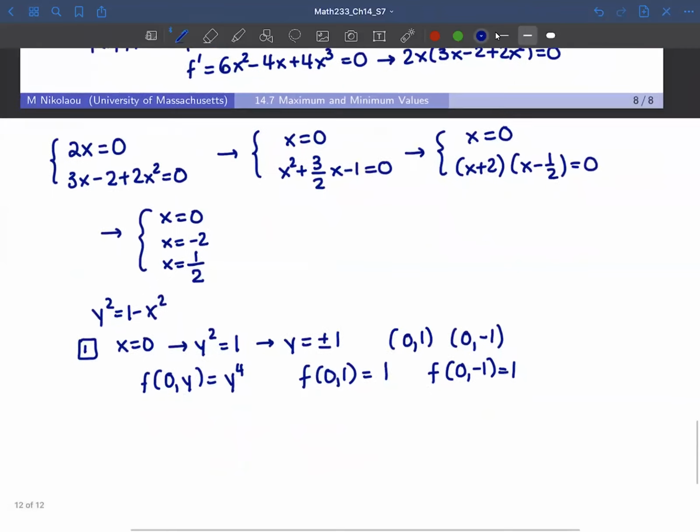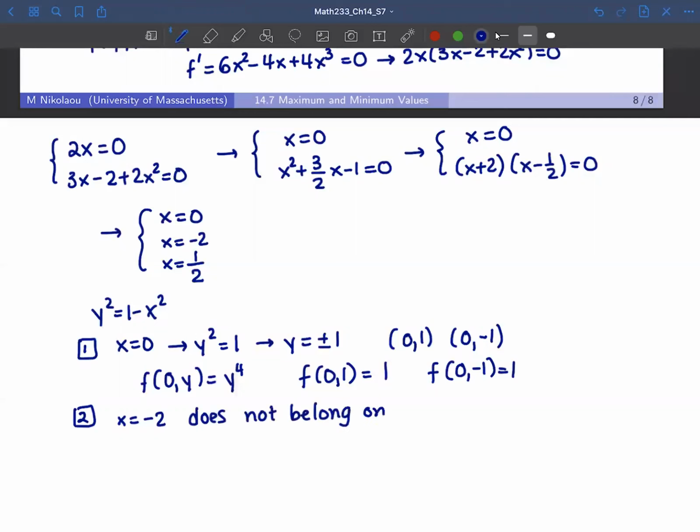And now if we have x equals -2, then we don't check that, since this x equals -2 does not belong to the boundary B, so we don't check that.